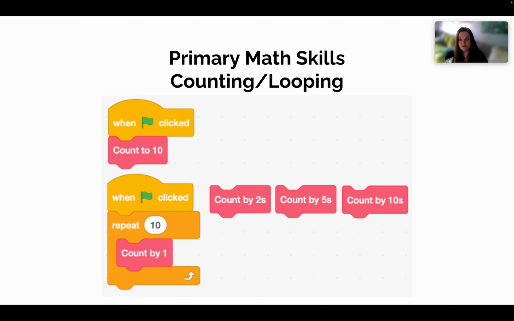We can count by 2s and repeat it 10 times. We can count by 5s 10 times. We can count by 10s 10 times. And so your options are open on that one. Just because you are working on other concepts in primary doesn't mean that you can't use this language so that when students are in higher grade levels, this is something that's familiar to them.